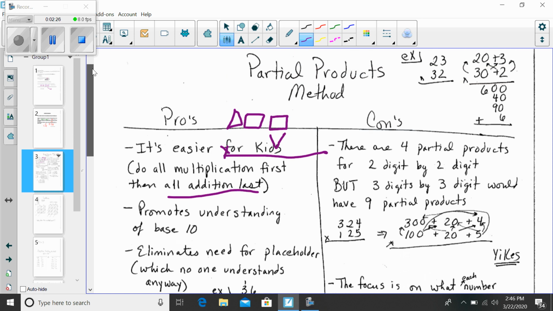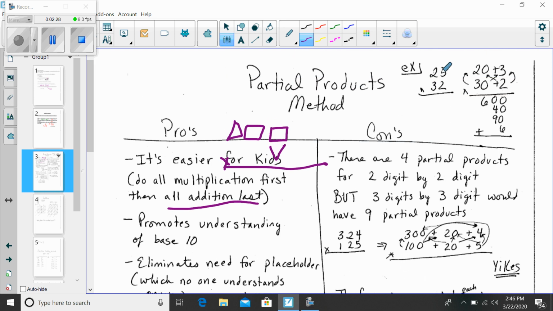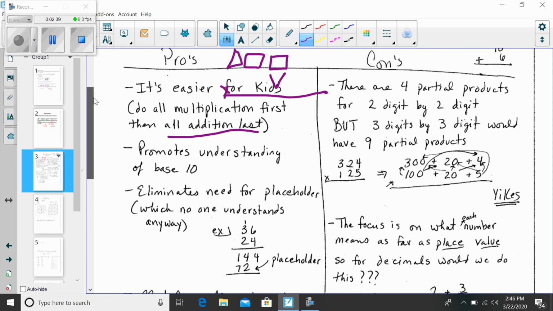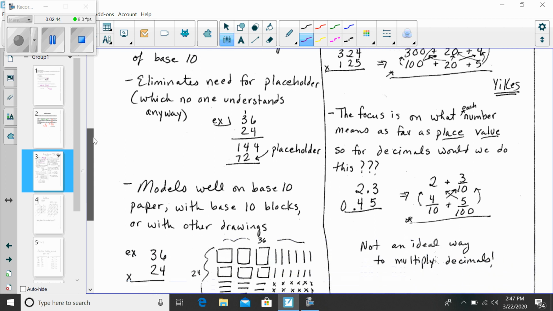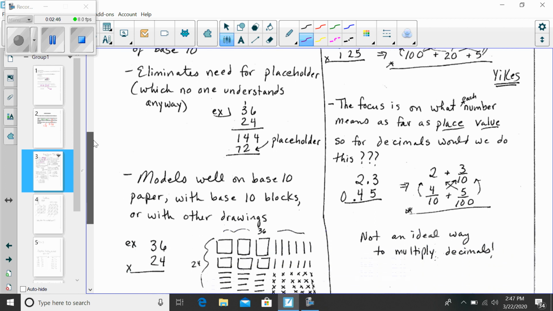Certainly this promotes an understanding of base 10 because we're not just saying 2 times 3, right? This isn't 2 times 3. It is 20 times 30, right? So it's helping students understand base 10 and place value. I like that it eliminates the need for a placeholder because no one understands why we have a placeholder, right?